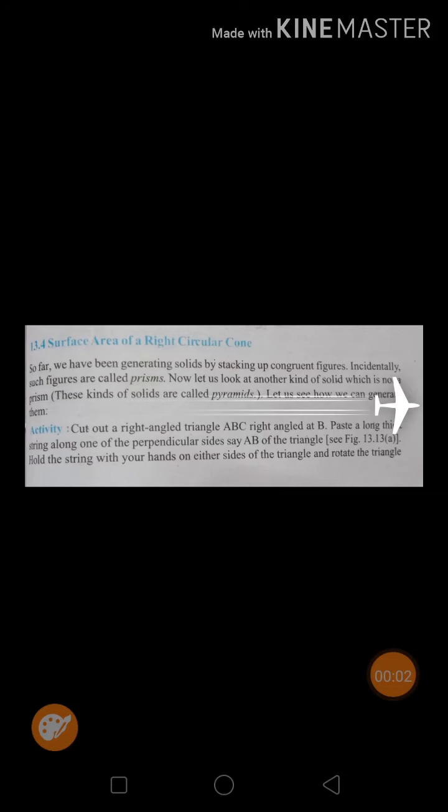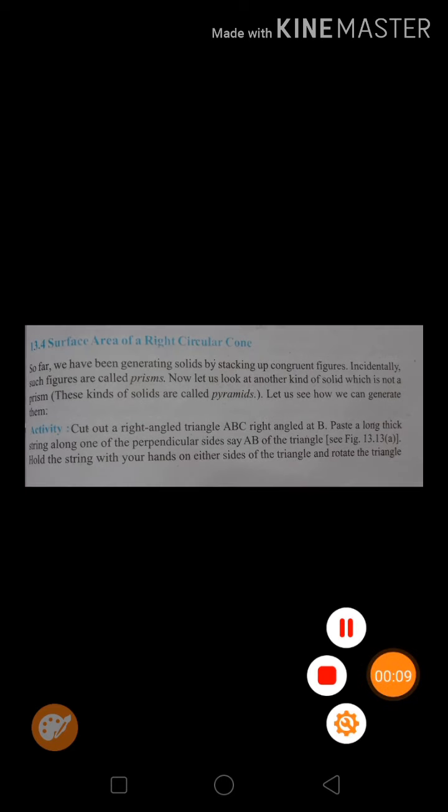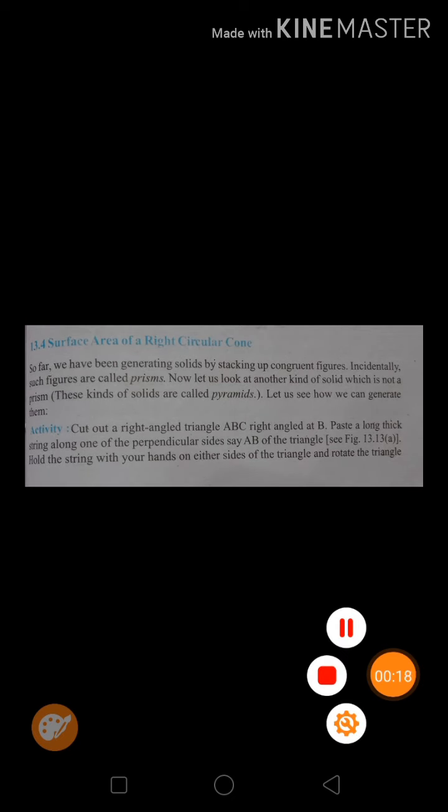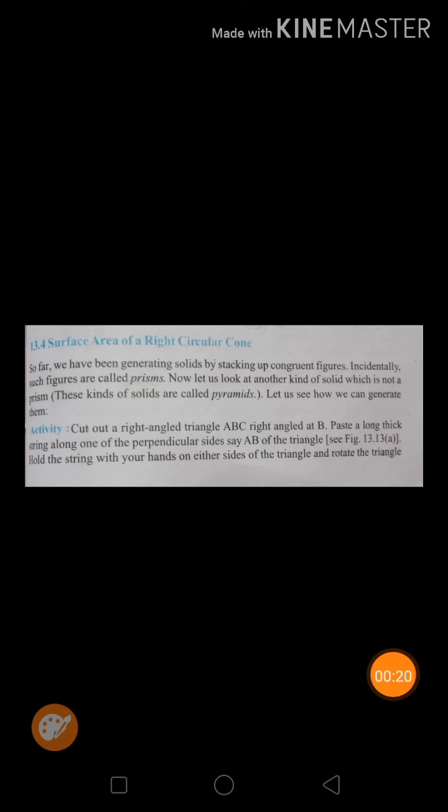Good morning everyone, with another topic of chapter 13, surface area of a right circular cone. Before starting this topic, in the previous exercise two questions were left. Firstly, we shall do those questions.